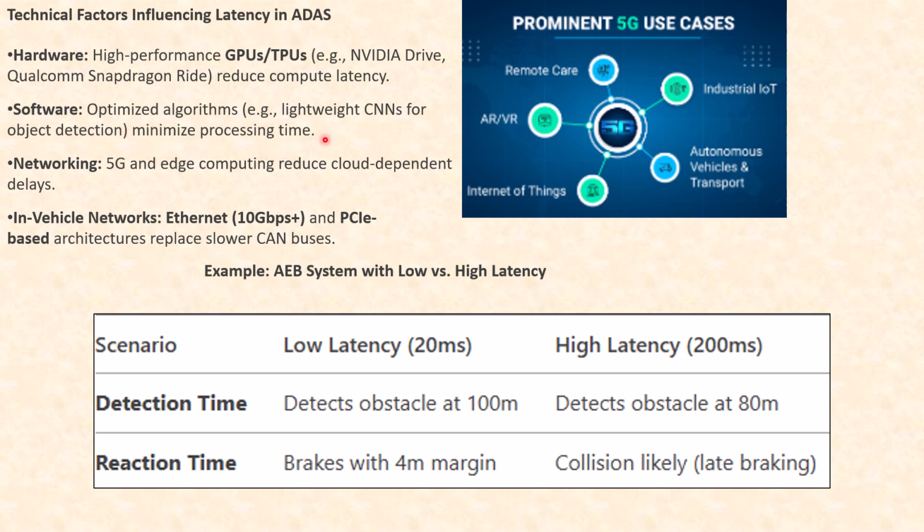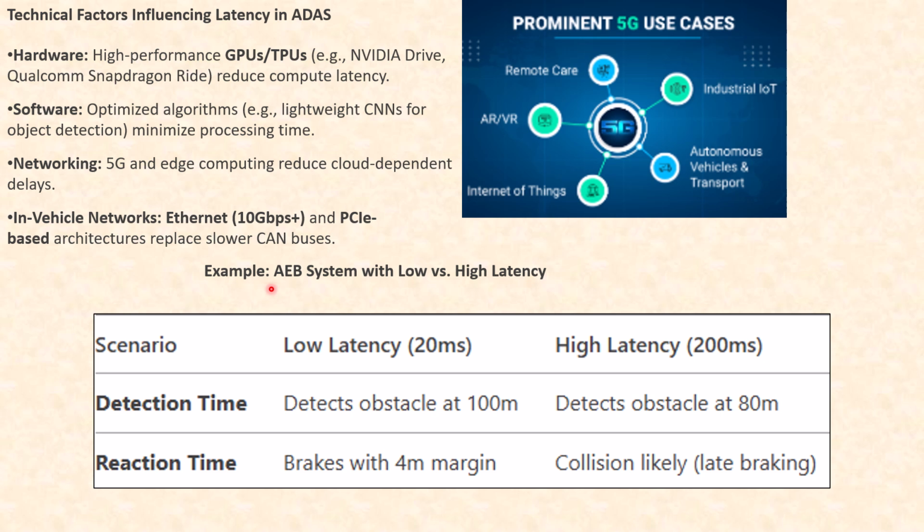Now coming to the networking, 5G and edge computing reduce cloud dependent delays. Edge computing means computing near to the hardware. So when the computing is nearer to the hardware, it reduces the cloud dependent delays. When the computing is happening in the cloud, there is a certain delay, and that delay can be eliminated or mitigated. In the vehicle networks, Ethernet and PCIe based architectures replace slower CAN buses. Okay, so these are all the future trends that are affecting and reducing the latency in ADAS.